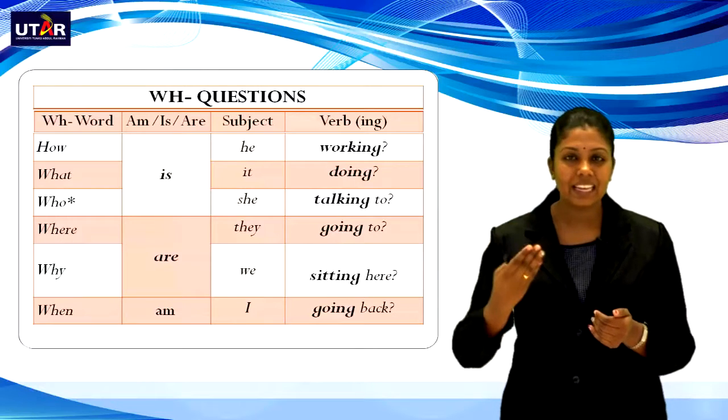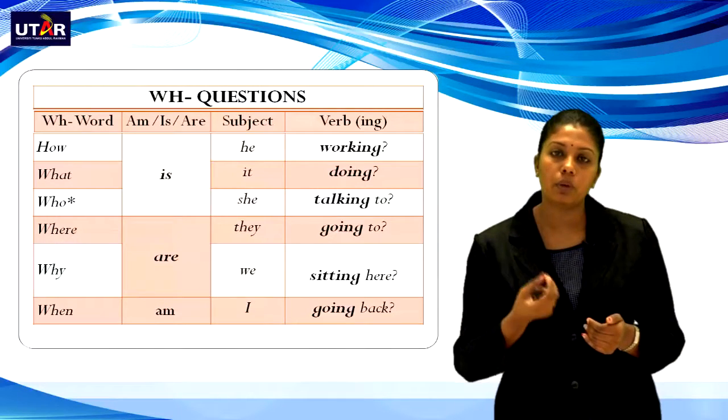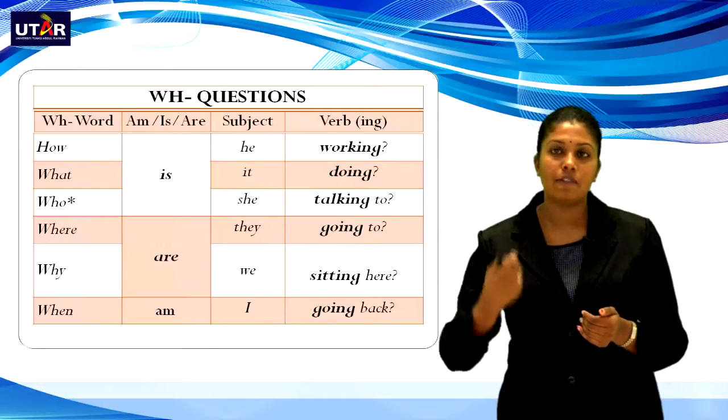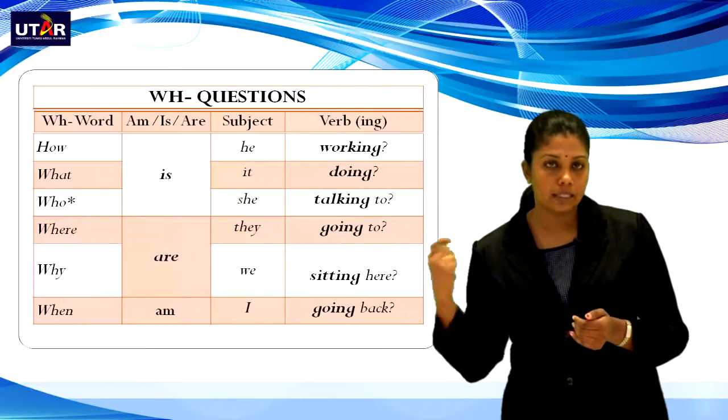What is it doing? Who is she talking to? So for he, it, and she, we use is, followed by the verb in present participle form.